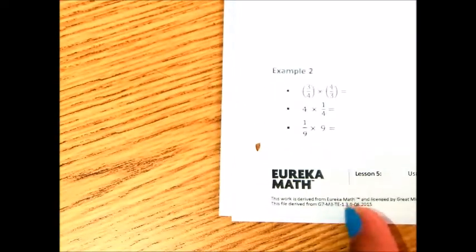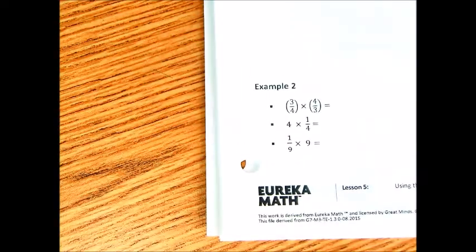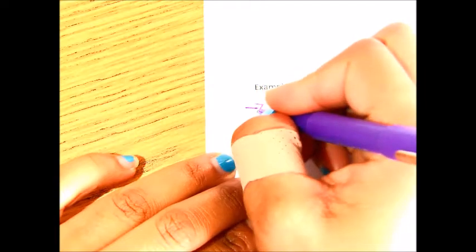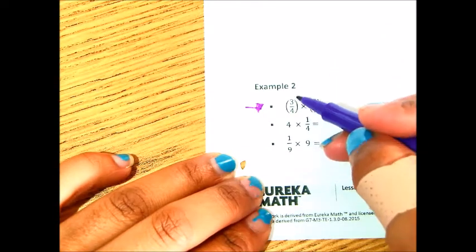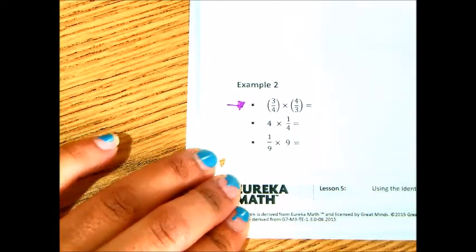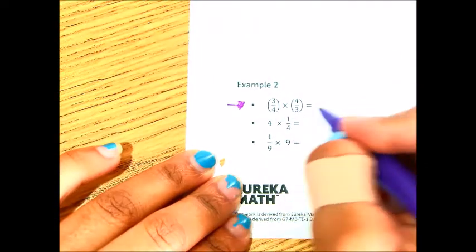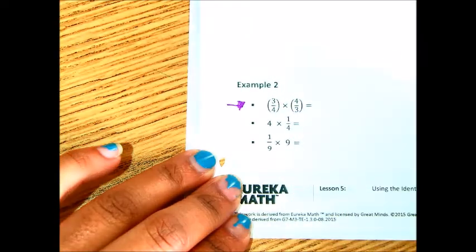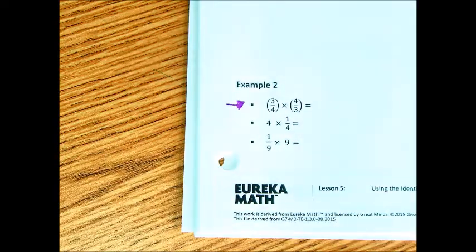Let's jump right into example 2. In example 2, you have 3 different types of numbers. Let's pay attention to this first bullet. I notice that I see 3 over 4 times 4 over 3. What are these pairs of numbers called? Should have said that these are called reciprocals. What is another term for the word reciprocal? Another term for the word reciprocal is the multiplicative inverse.